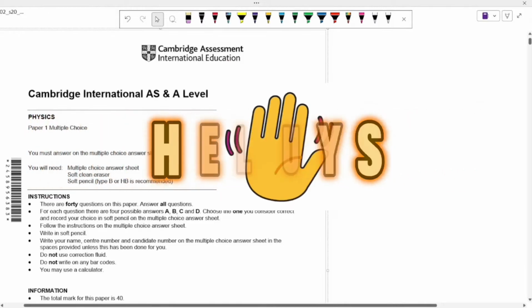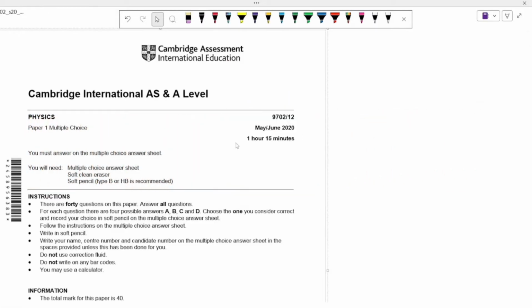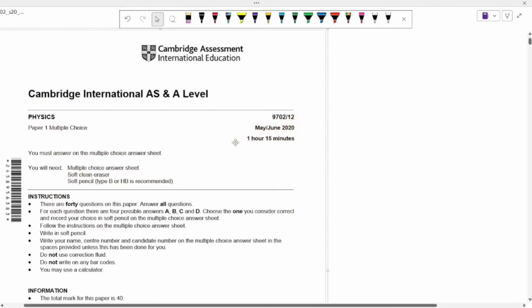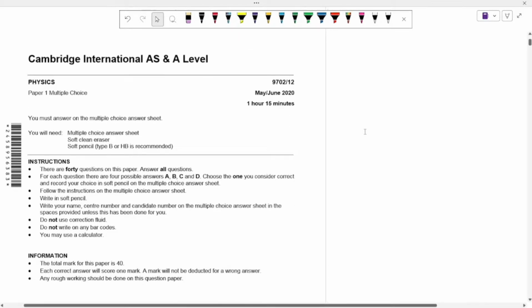So we're going to be focusing on the May-June 2020 question paper 1-2 for physics, and the question paper is 1 hour 15 minutes long. So I'm going to be going through the questions in depth so that you can understand, explaining each and every question and how it was supposed to work out.